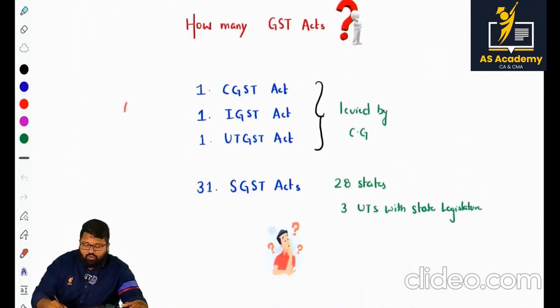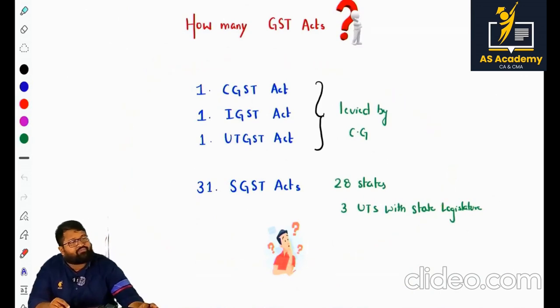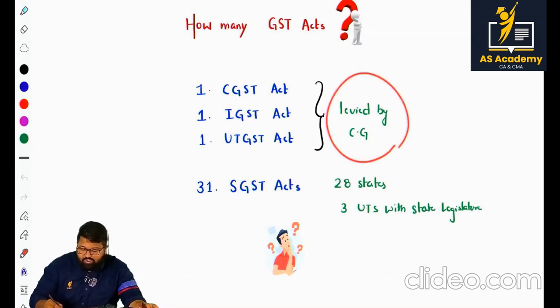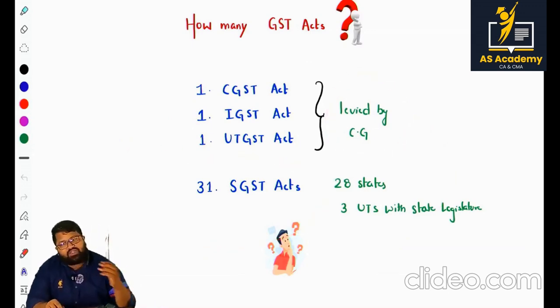Now, can you conclude how many GST acts there are? Totally, one CGST, one IGST, one UTGST. These are controlled by the central government. What about SGST acts? 31. The reason: 28 states plus 3 union territories with a state legislature.